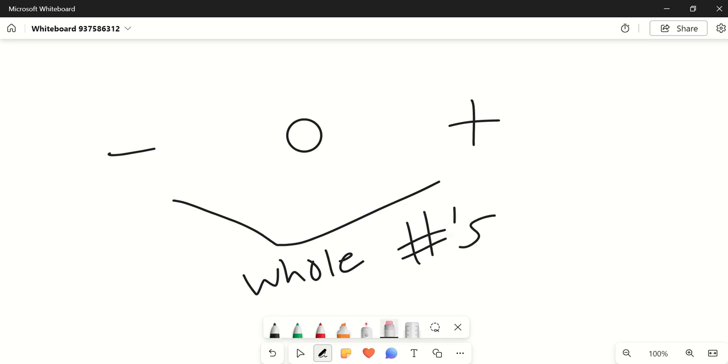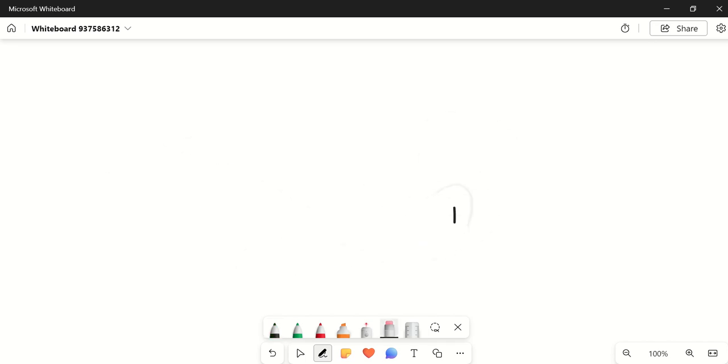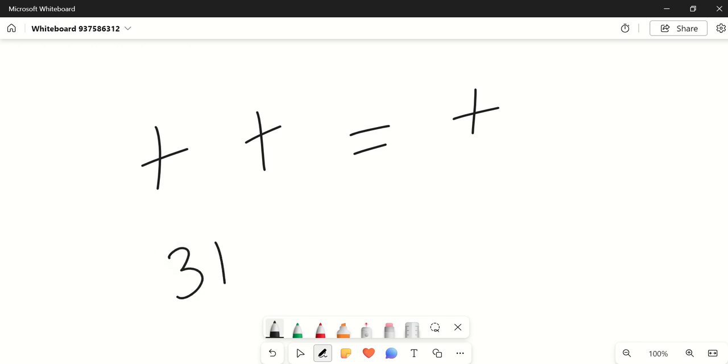Today we're going to be talking about adding integers. So this is where things are going to get a little tricky. When we add a positive with a positive, we're going to get a positive answer. So for example, 3 plus 5 would equal 8.